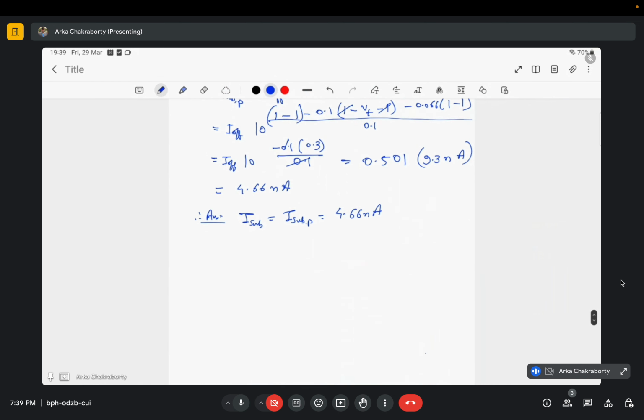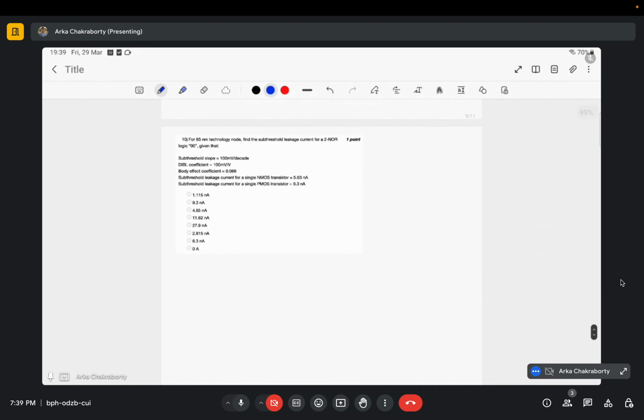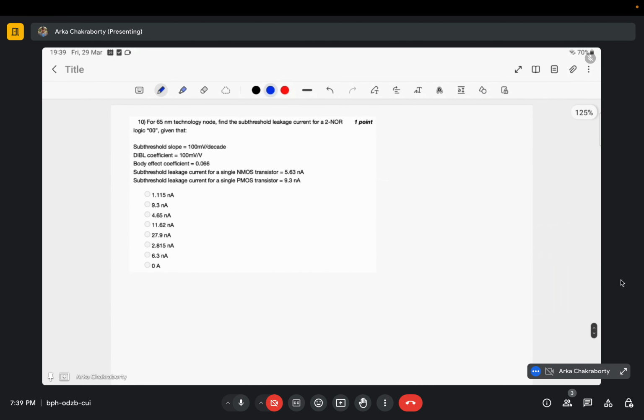Okay, then let's move to the next question. Question number 10. For a 65 nanometer technology node, find the subthreshold leakage current for a 2-input NOR logic with input 0 0, given that all the parameters are given. Similar, I'll be drawing the 2-input NOR again.